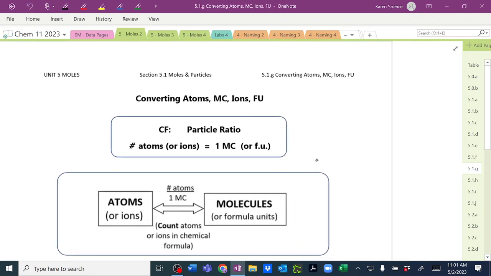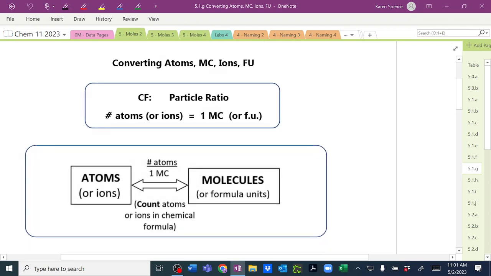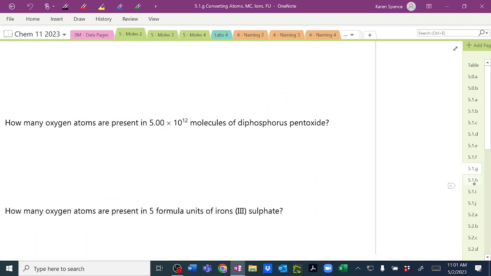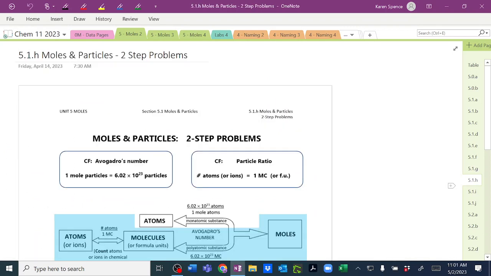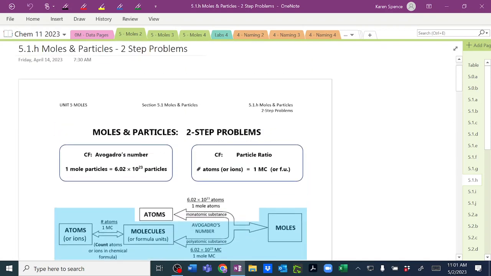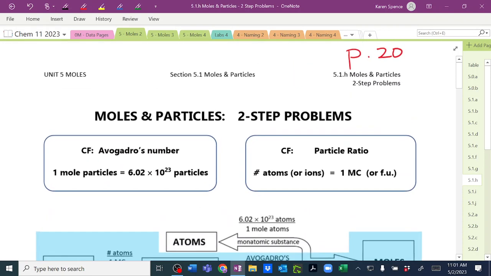Here we go. In fact, I'm not going to do this one either. This is going to be for homework. This is converting between atoms, molecules, ions, and formula units. We'll just leave that one. These are sort of randomized, okay? For now, we are going to go to page 20. And we're going to have two-step problems.